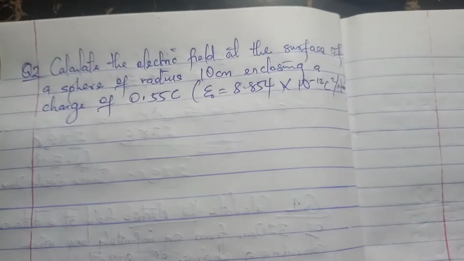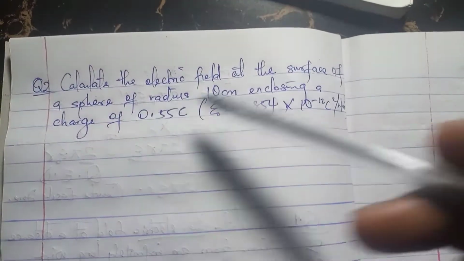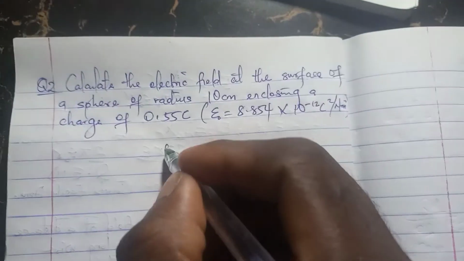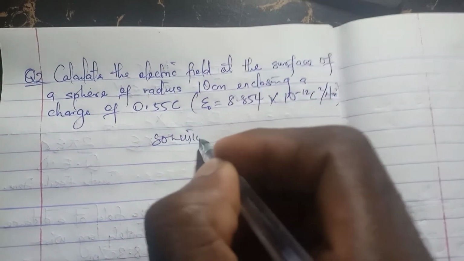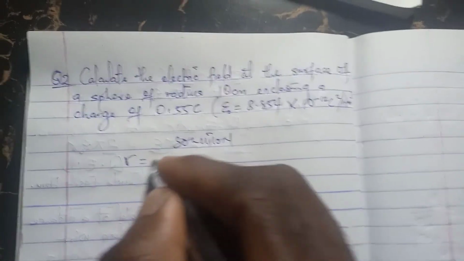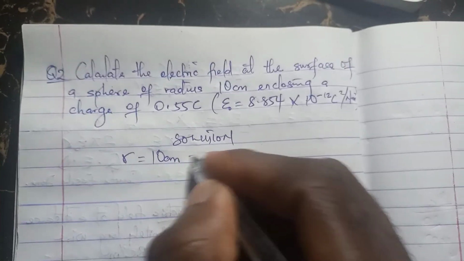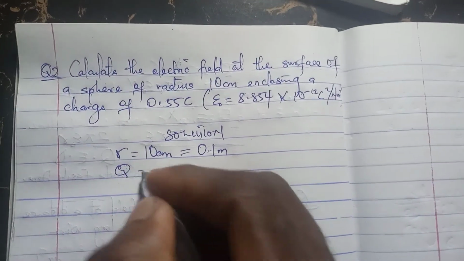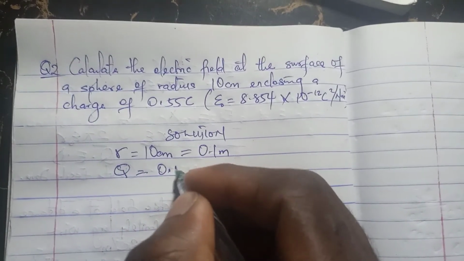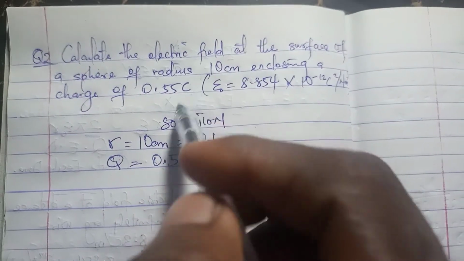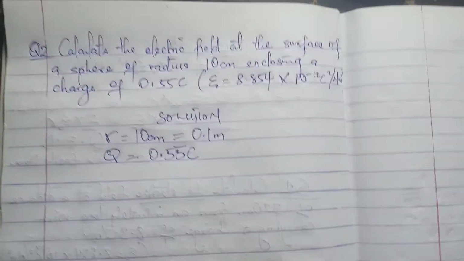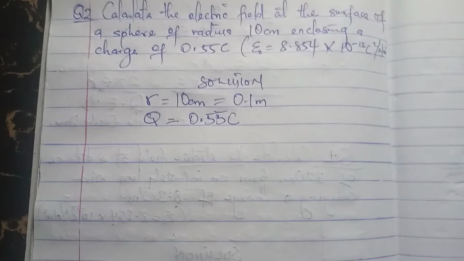So this is another question. We'll be applying the Gauss law. Calculate the electric field at the surface of a sphere of radius this. So let's take down our parameters. We have a sphere and its radius is 10 centimeter. You can write that as 0.1 meter. Enclosing a charge, so now we have Q as 0.5 coulomb. This time around it is not charge per length, right? So you'll be wondering, what formula are we going to use?